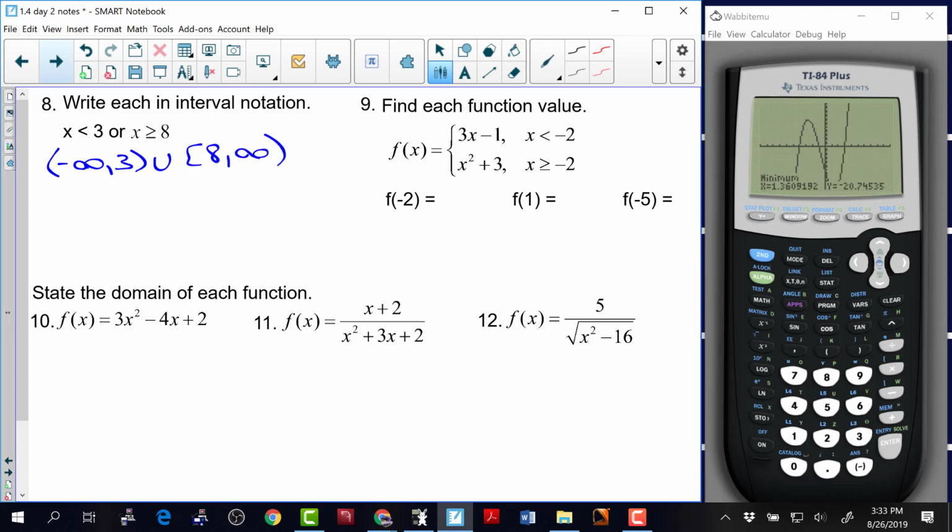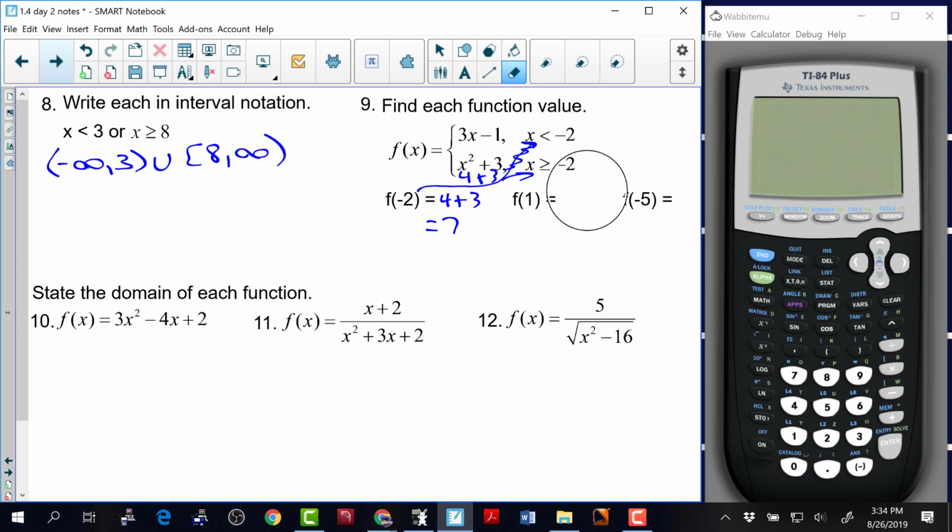Find each function value. Negative 2 is equal to negative 2. So 4 plus 3, that's 7. Is 1 less than negative 2? No, it's not. 1 is greater than negative 2, so we'll plug it into this one. 1 plus 3, that's 4. And negative 5 is less than negative 2. That's negative 15 minus 1. That's negative 16.